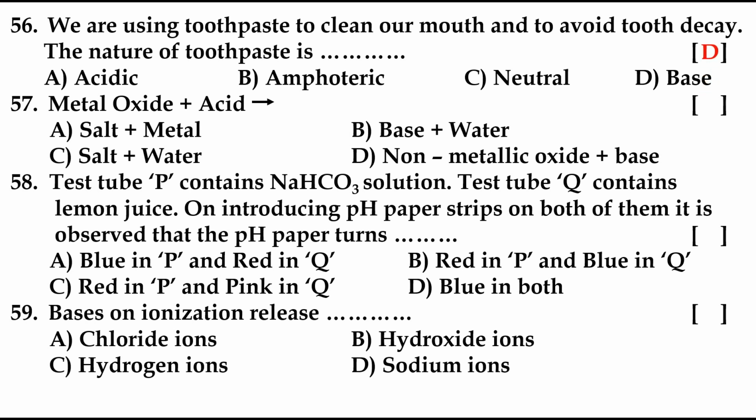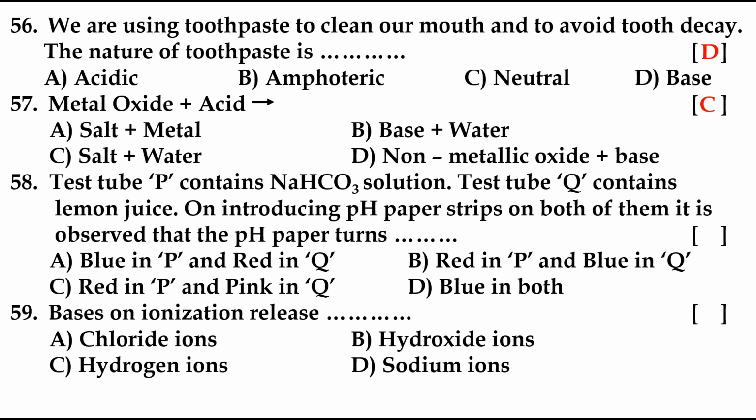Base. 57. Metal oxide plus acid gives dash. A. Salt plus metal. B. Base plus water. C. Salt plus water. D. Non-metallic oxide plus base. Answer is C. Salt plus water.